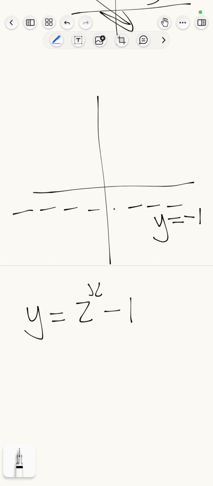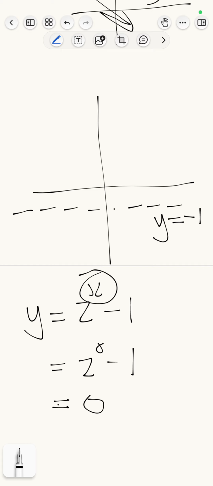In order for us to find, let's say, the y-intercept, you make x 0. So let's make it 0. 2 to the power of 0 minus 1. 2 to the power of 0 is 1, and 1 minus 1 is 0. So what does this mean? When x is 0, y is 0, this graph is going to go through the origin.